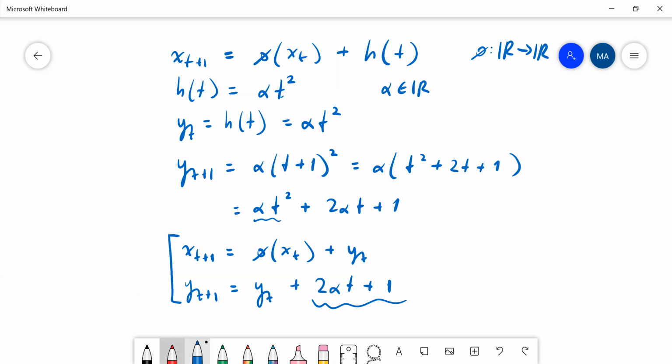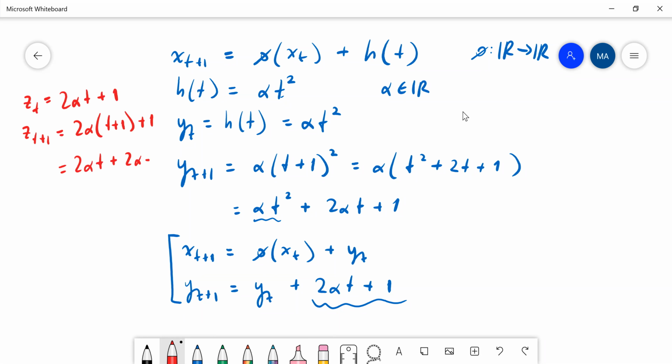Okay, let me use this space. Now you define a new variable, z_t, as 2 alpha t plus 1. Okay? Then what happens? You have z_{t+1} equals 2 alpha (t plus 1) plus 1, right? So you have 2 alpha t plus 2 alpha plus 1.